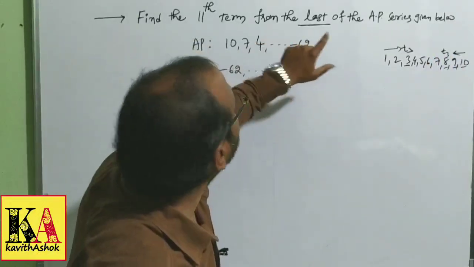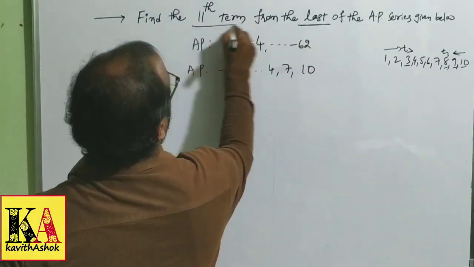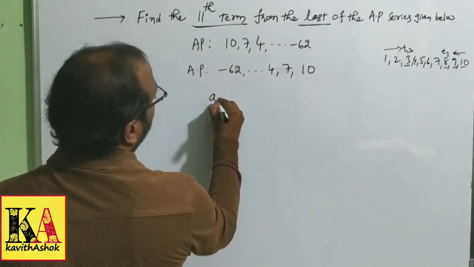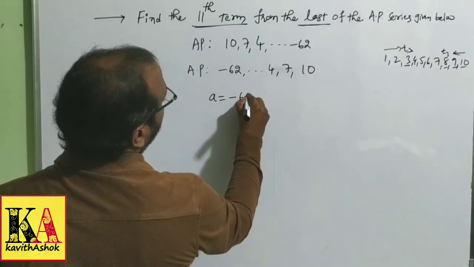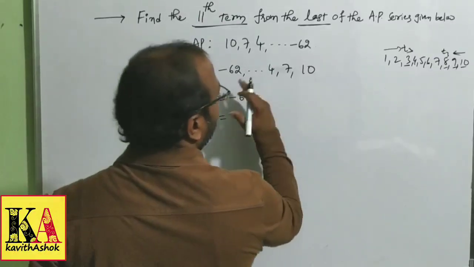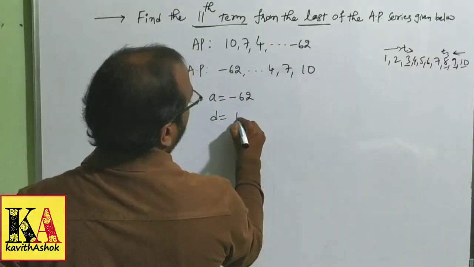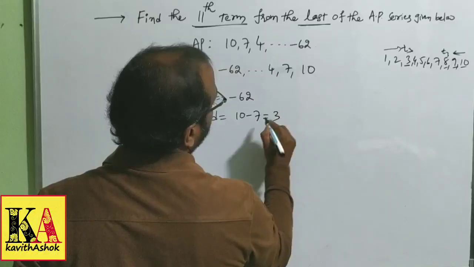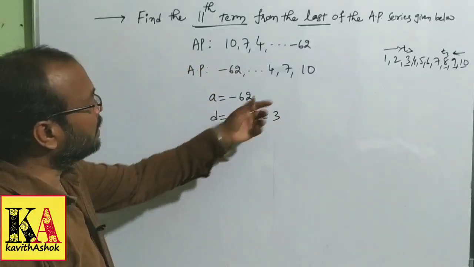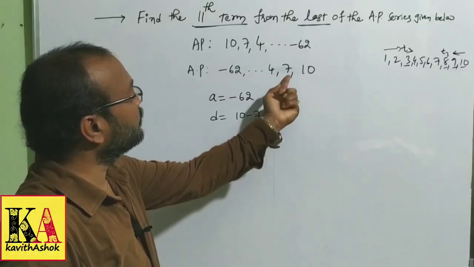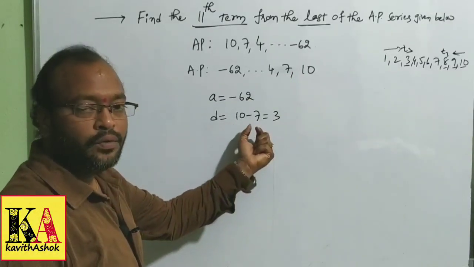Now which one do we want? The 11th term. The first term we consider as minus 62. The common difference is the difference between consecutive terms. Take any two: 10 minus 7 is 3. 7 minus 4 is also 3. Like this we can calculate the difference between any two consecutive terms. No need to worry about that.